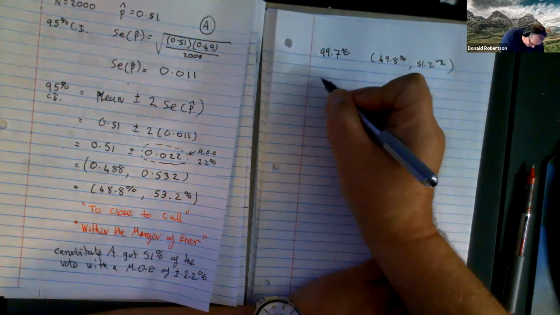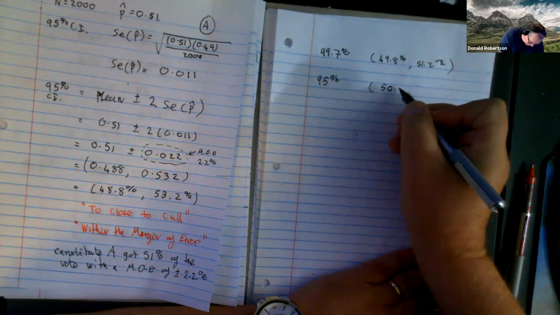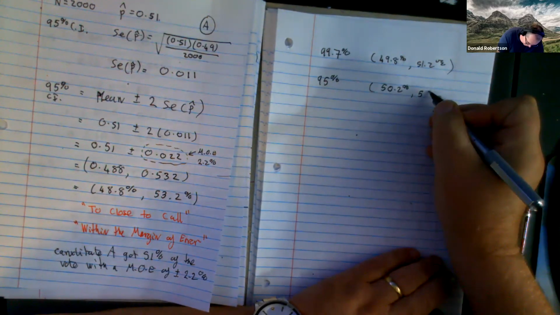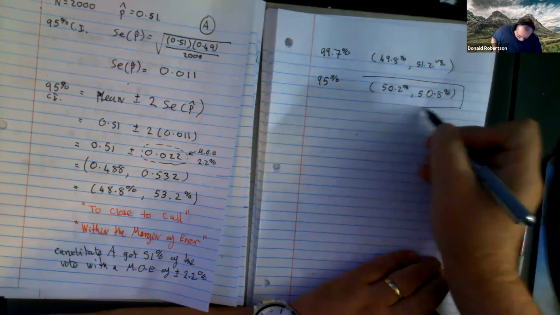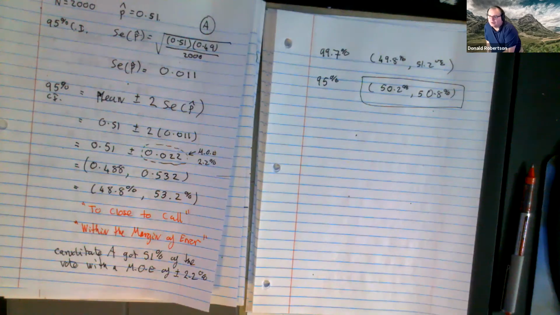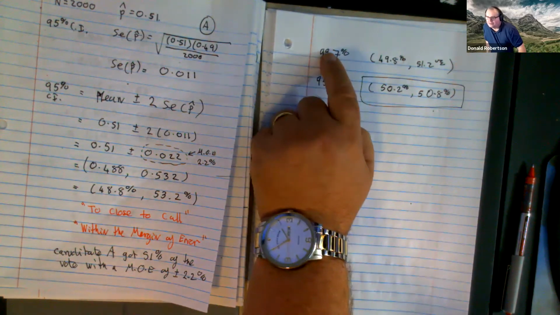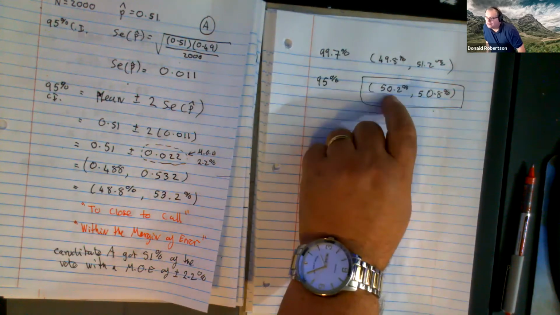But if you did a 95% confidence interval, couldn't it become 50.2% to 50.8%? Now, if it was that one, wouldn't they say candidate A is now going to win? Because all of those numbers, aren't they bigger than 50%? Now, do you see that's a sneaky one, isn't it? It depends on what confidence interval you choose. You could come up with a different conclusion.